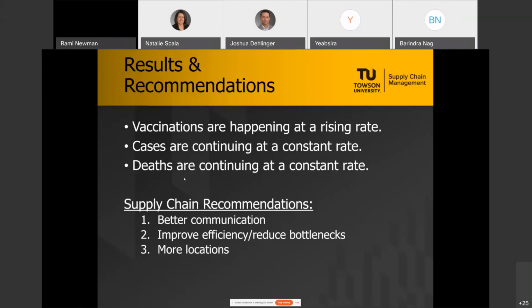And then the third recommendation is just open up more locations. I had to drive around 30 minutes to get my vaccine, and that was the first appointment I found after a couple of days of looking.